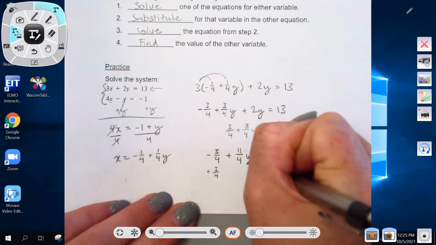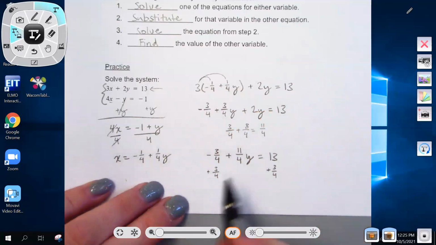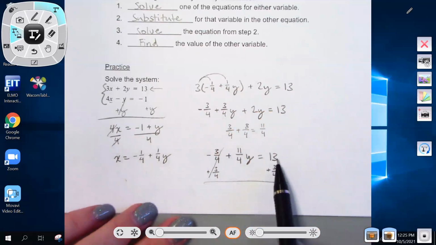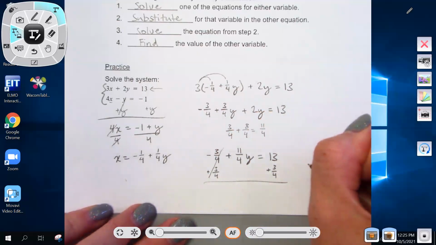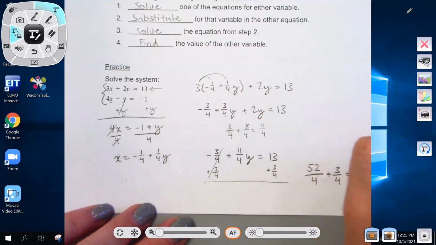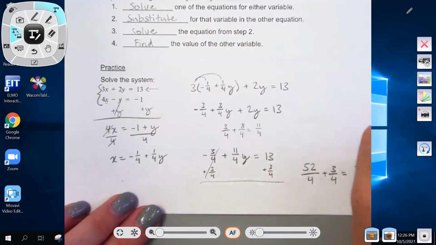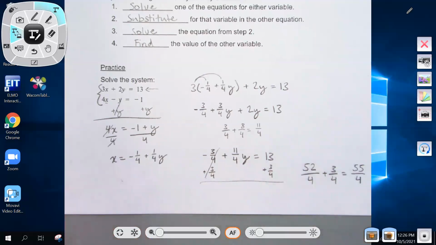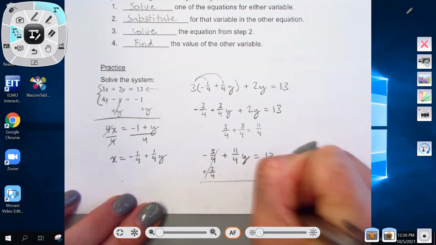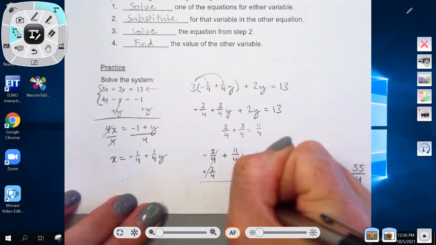Add 3/4 to both sides. Okay, I need 13 to have a denominator of 4. What's 13 times 4? 52? Yes. Is that true? Has someone actually put that in a calculator? It is 52. Wow. It's like I'm a math teacher or something. Okay. So then when we add 3/4, we get 55/4 equals 11/4 Y.